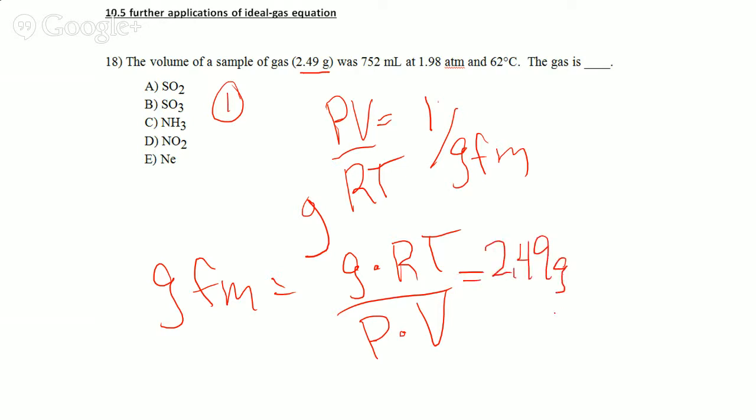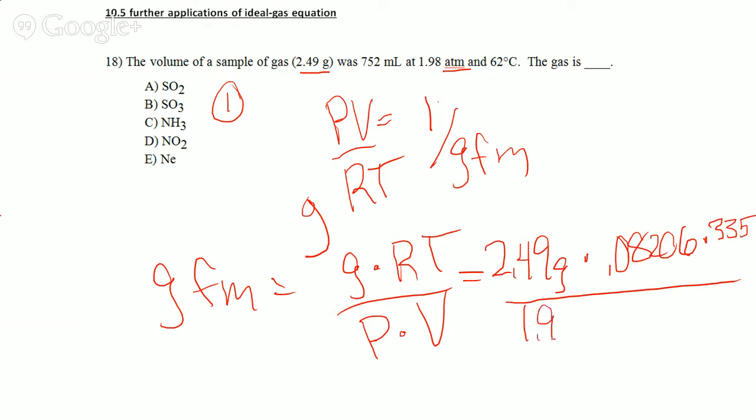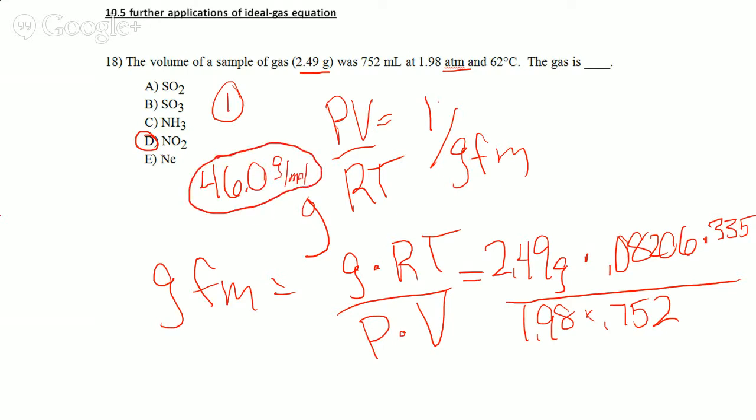2.49 grams, times R, which R am I using? The 0.08206, because I got atmospheres over here, times T, which has got to be in Kelvin. So what do I get when I do that? 335 Kelvin, all over the pressure, 1.98, times the volume in liters, 0.752. And I should get the answer of D. Should get a GFM of 46.0 grams per mole. Which one of these things has that GFM? D does, NO2.